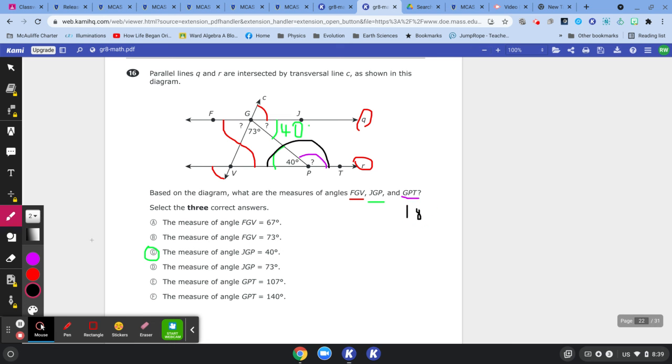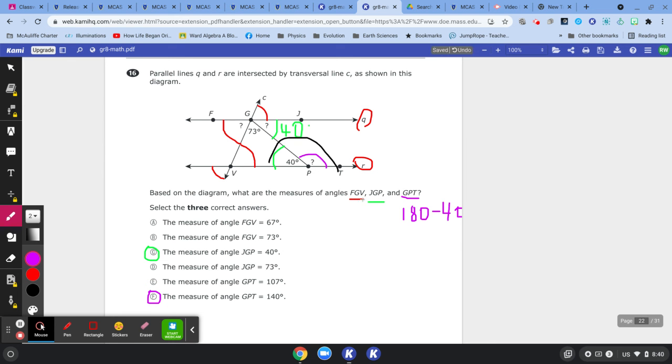I'm going to undo that if I can. So this here is 180 degrees. So this is 180 minus the known angle of 40 degrees, and that's just going to be 140 degrees. So we now have that angle. That's going to be 140, so we're going to make sure it's labeled with GPT. So we have a second one, and that one's taken care of.